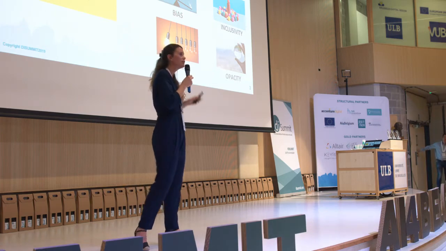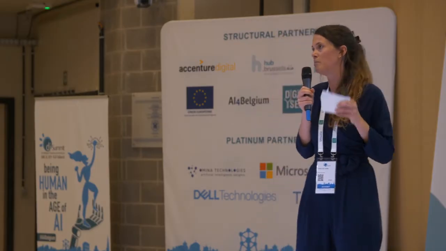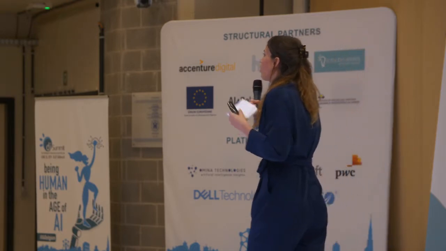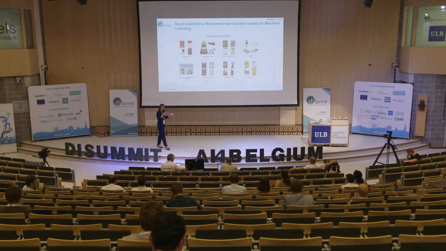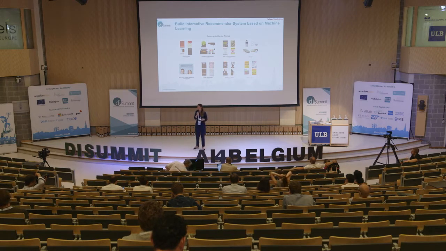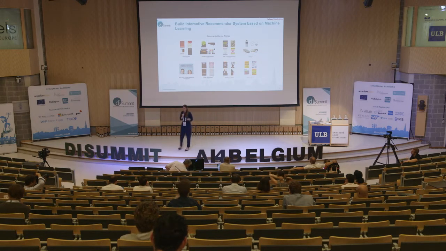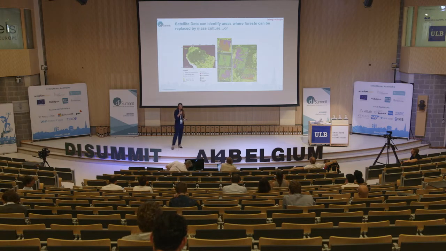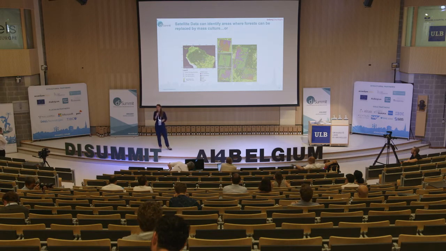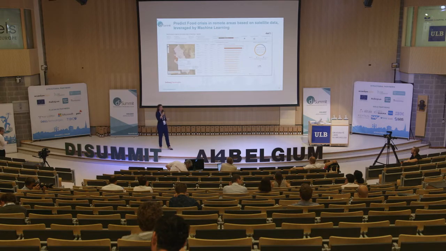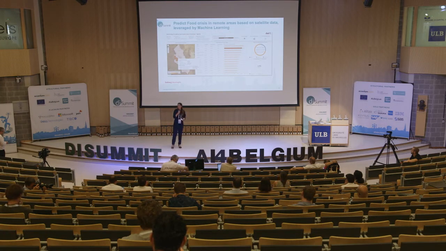So I'm not here today to tell you how bad big data and AI are, but more about how we can reshape the game and make things differently. Because indeed, we can continue to build, through machine learning and data collection, new recommender systems to better target consumer audiences. We can also leverage satellite data to identify the areas where we can continue to deforest by mass culture. But we can also leverage all of that, machine learning, satellite data, data collection overall, to actually predict food crises in remote areas.